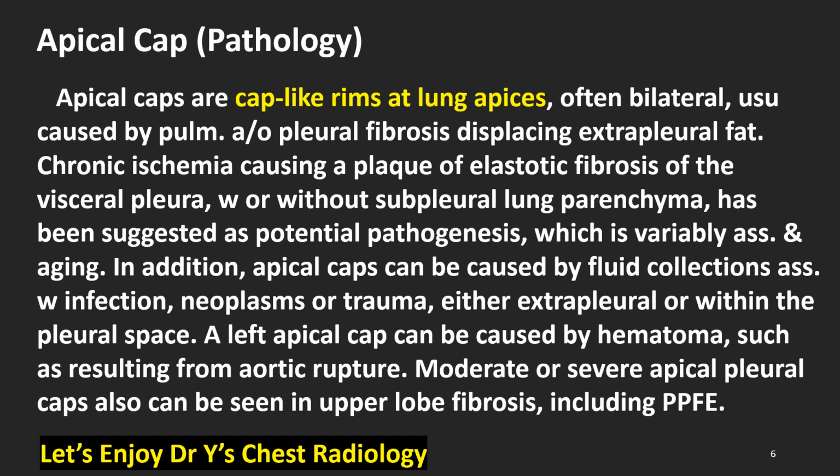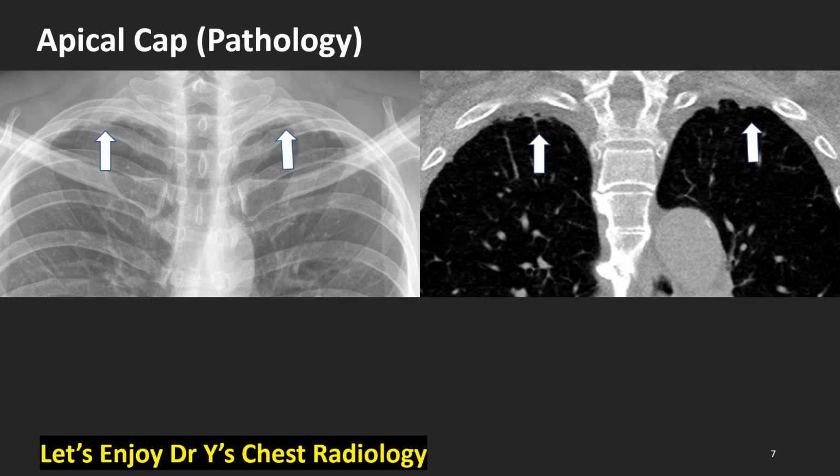In addition, apical caps can be caused by fluid collections associated with infection, neoplasms, or trauma, either extrapleural or within the pleural space. A left apical cap can be caused by hematoma, such as resulting from aortic rupture. Moderate or severe apical pleural caps also can be seen in upper lobe fibrosis, including pleuroparenchymal fibroelastosis. Apical cap pathology. The arrows indicate apical cap.